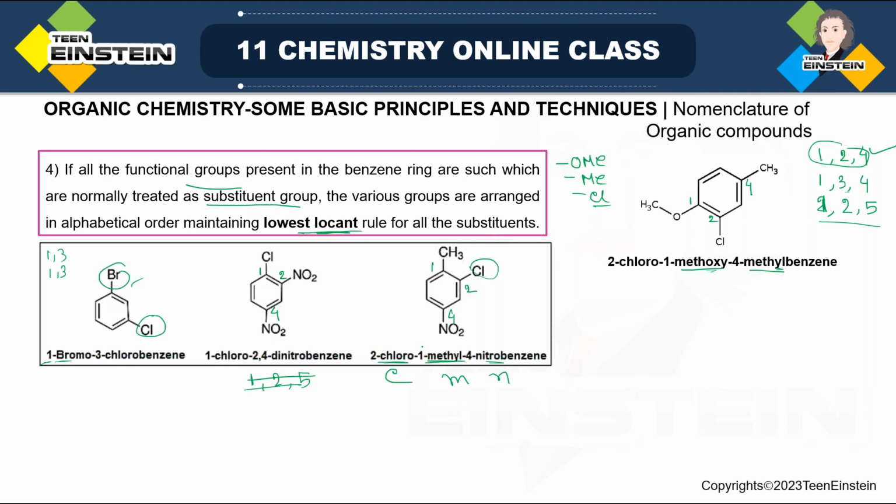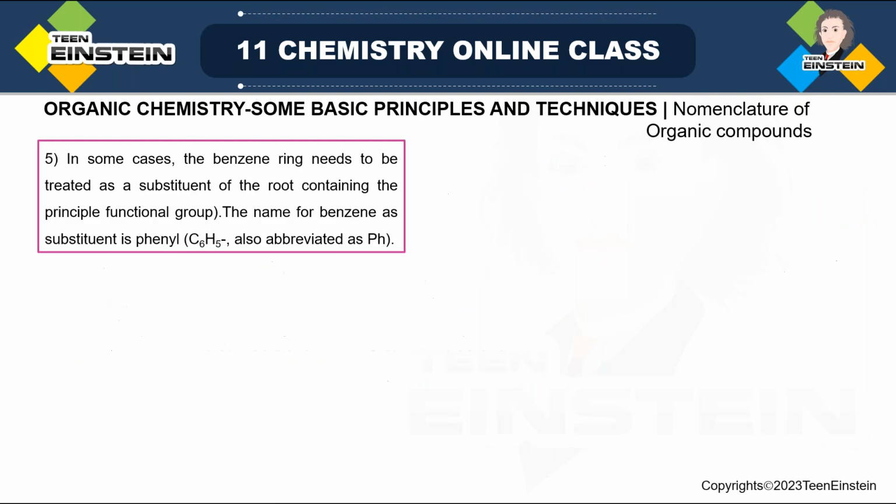Okay. So 2 things you have to take care. Lowest locant. Once you have done that, next consider the alphabetical order. Now in some cases, this is interesting, what may happen is that the benzene ring has some substituents and that substituent is a very long chain alkyl substituent. So in that case, the benzene ring will be considered as if it is a substituent. Fine. So it will be a substituent of the root containing the principal functional group.